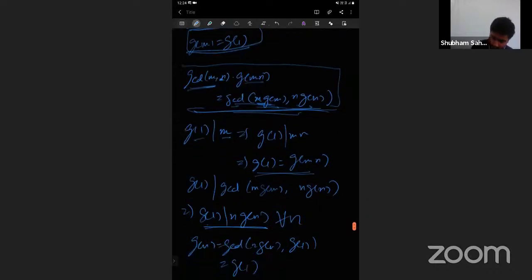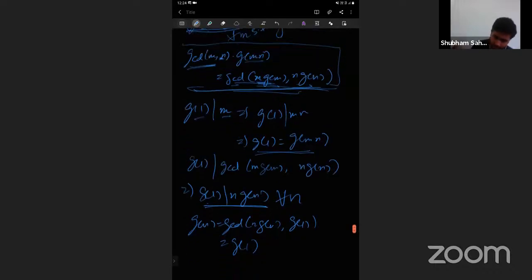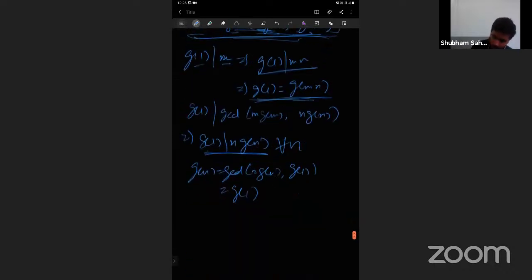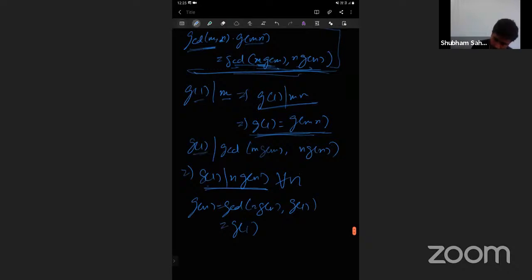Now what happens is, we have natural numbers m such that g(m) is equal to g(1), and that is true for all m such that g(1) divides m. Now you choose your n arbitrarily, and you have that g(1) divides mn, and this implies that g(1) is equal to g(mn). So you have that g(1) divides this thing. Of course g(1) divides m g(m) because g(1) divides m, but what you get out of this is that g(1) divides n g(n) for any natural number n.